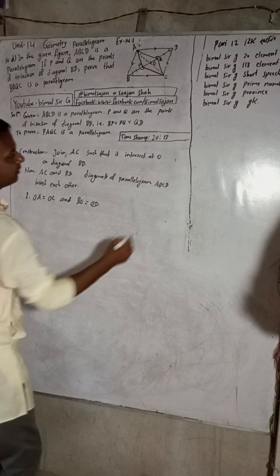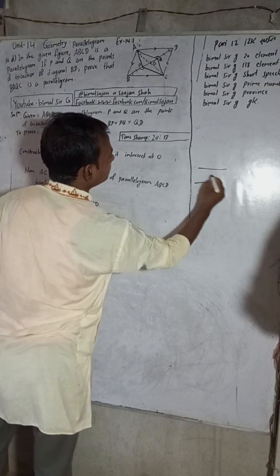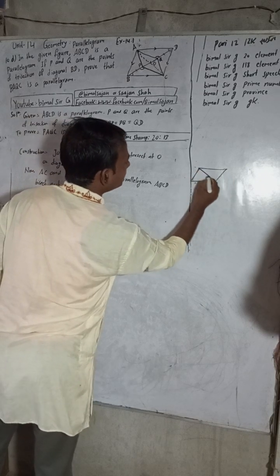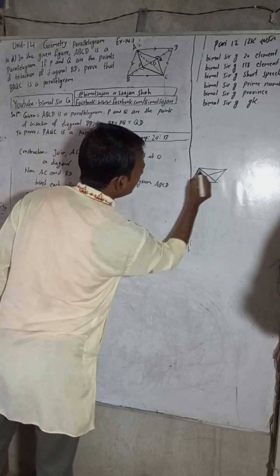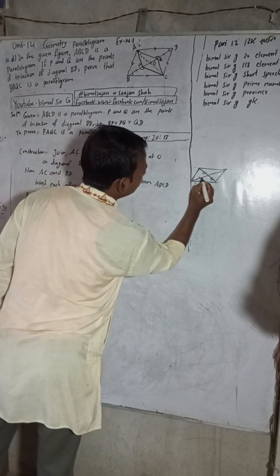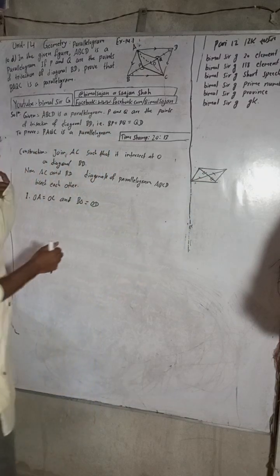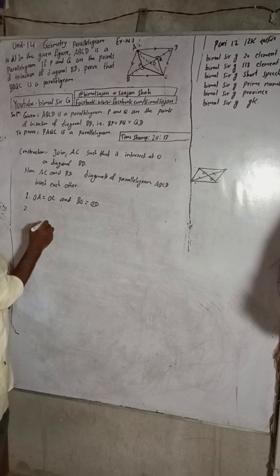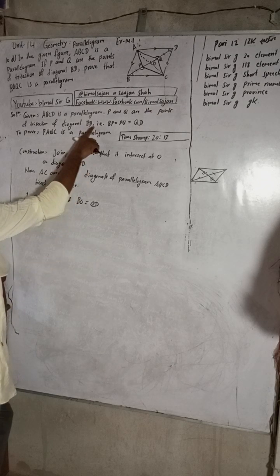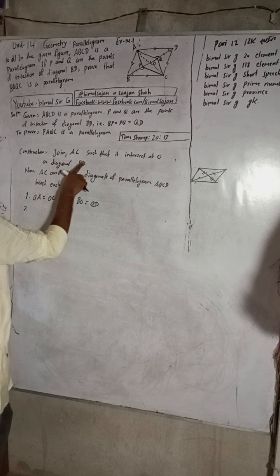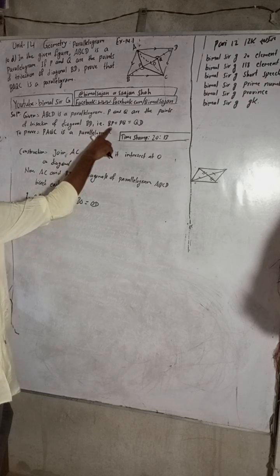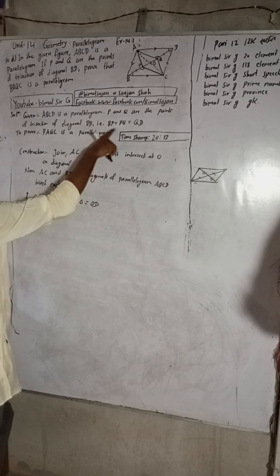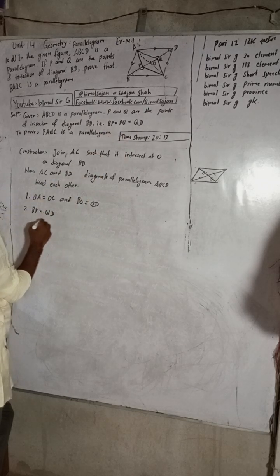Bisect each other means, suppose this is our parallelogram. Then this diagonal and this diagonal bisect each other means this side is equal to this side and this side is equal to this side. Now number two is given: BP is equal to QD.